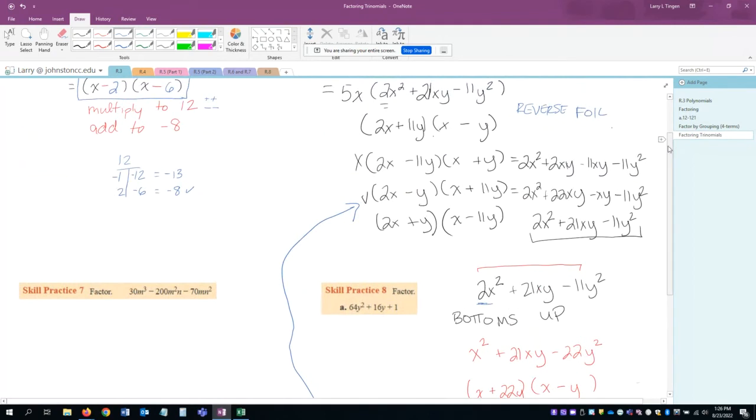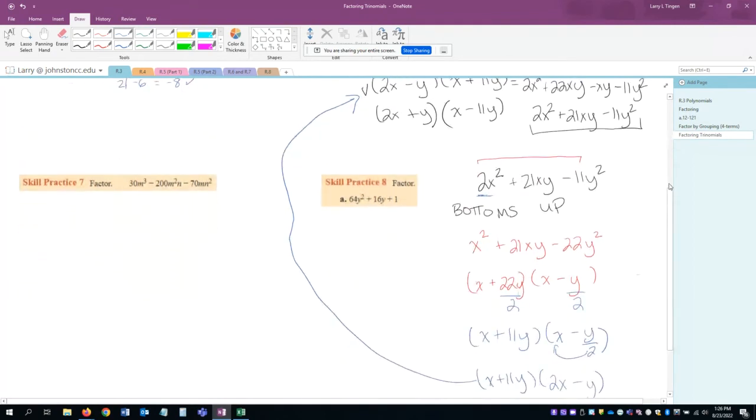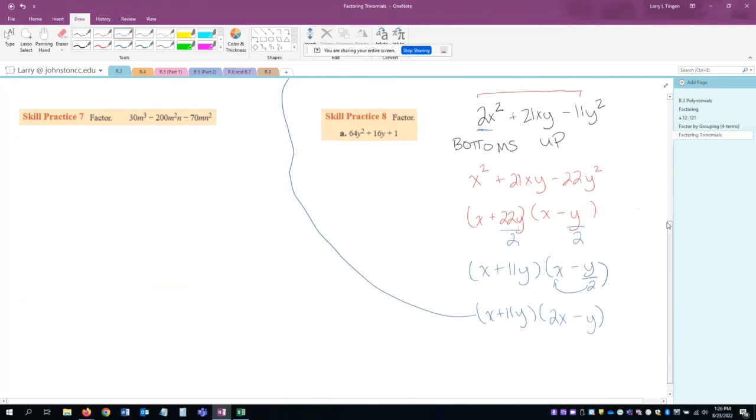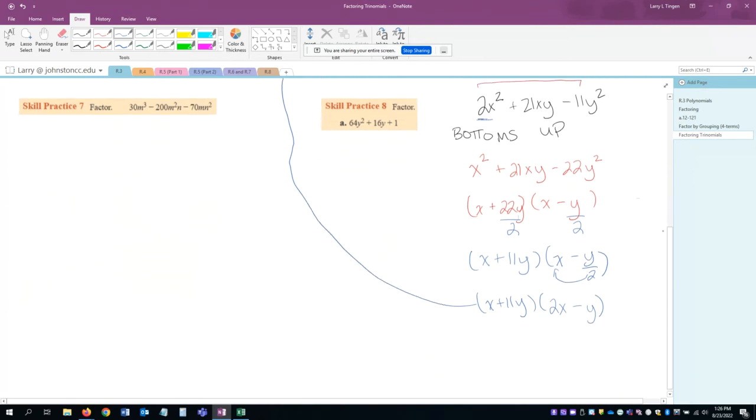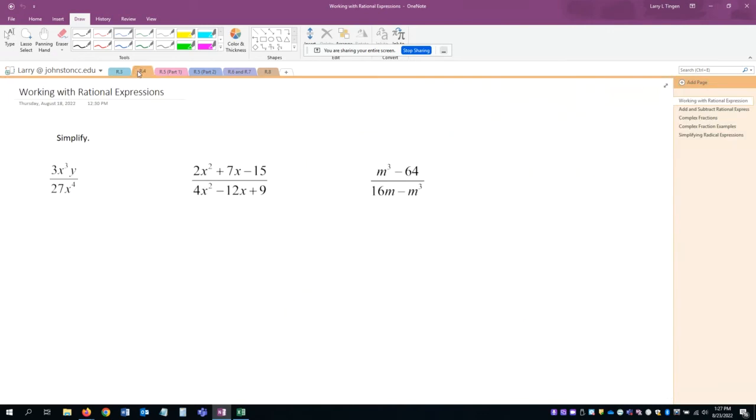Questions there? Any problems following along, at least with the reverse FOIL, not as much the reverse FOIL as the bottoms up? Is everybody okay with that? Yeah, practice. That is absolutely just like my writing on this tablet. It's requiring a lot of practice.